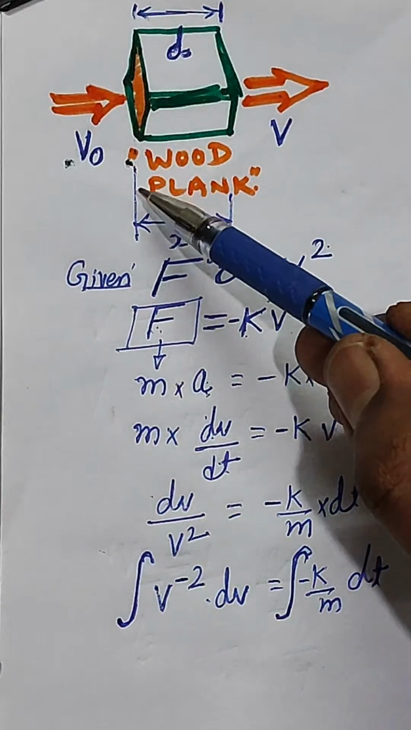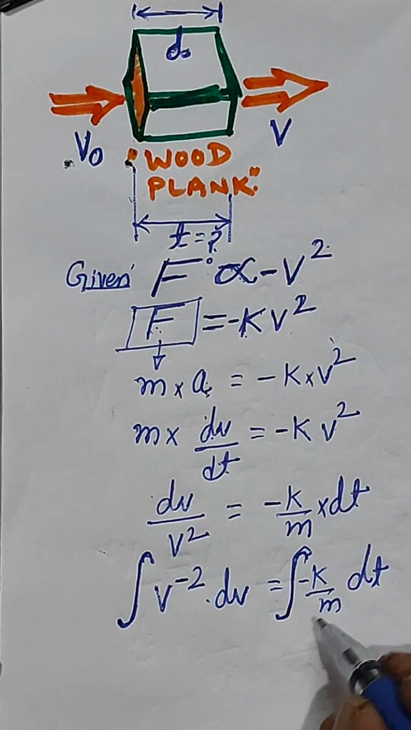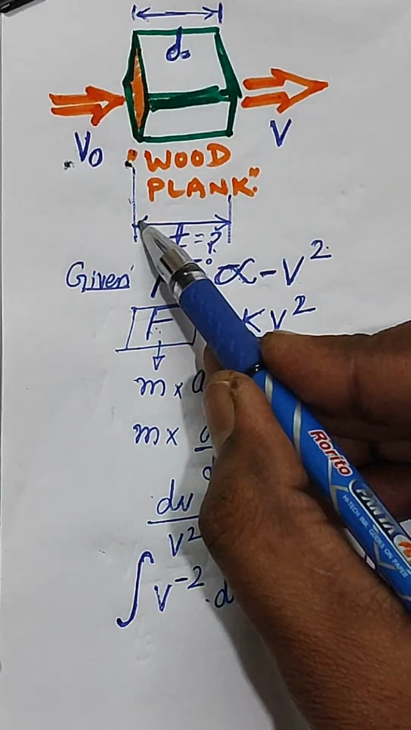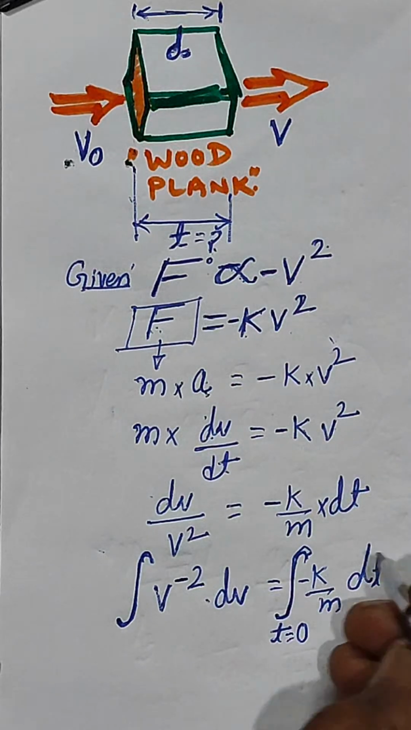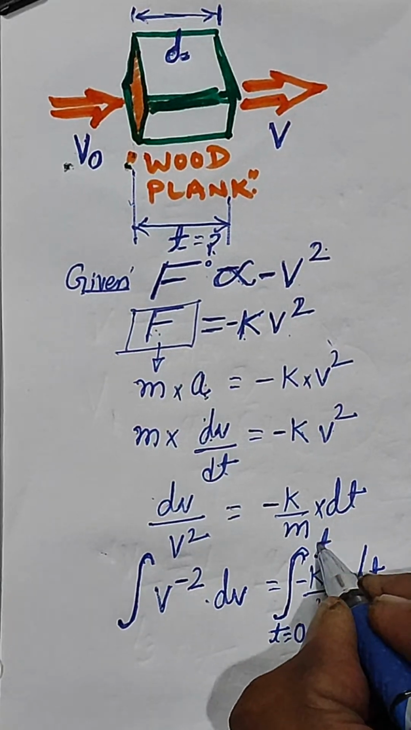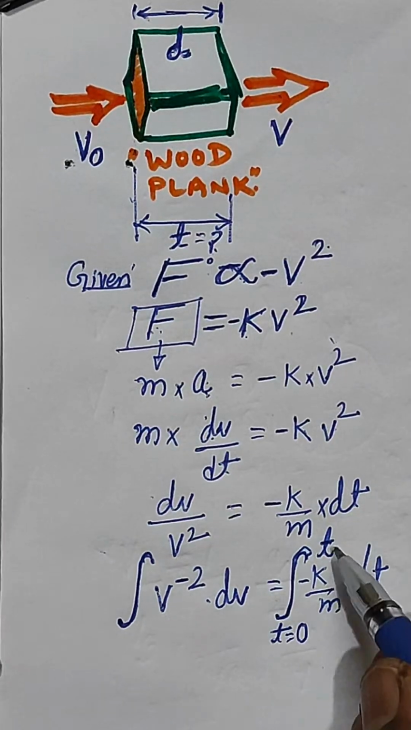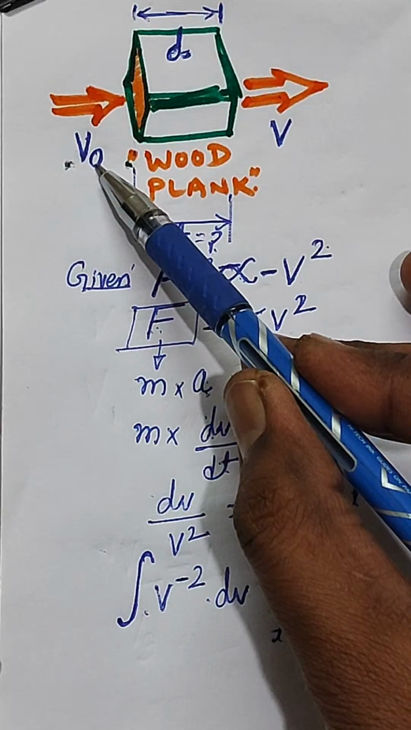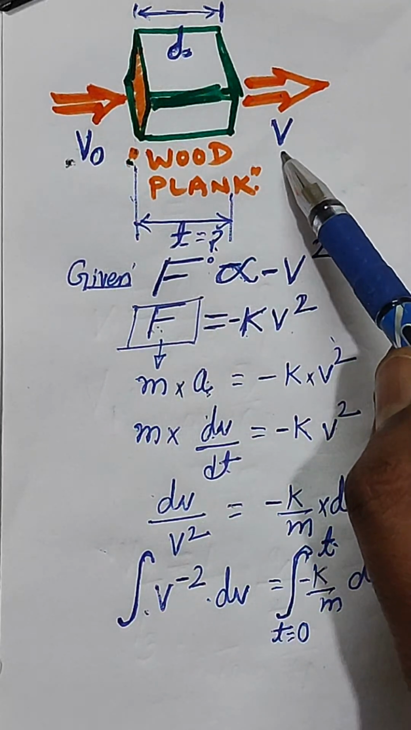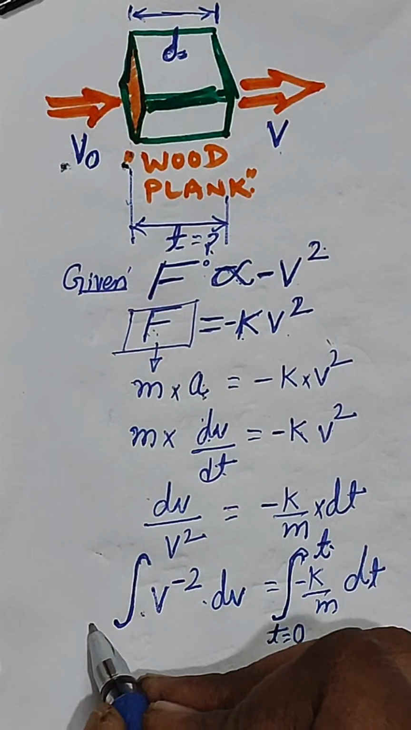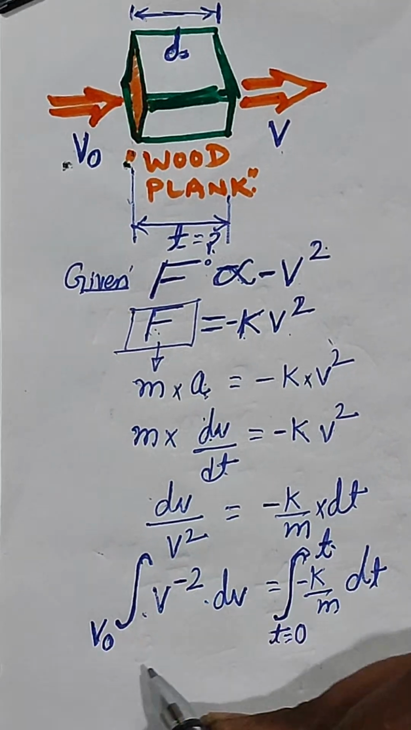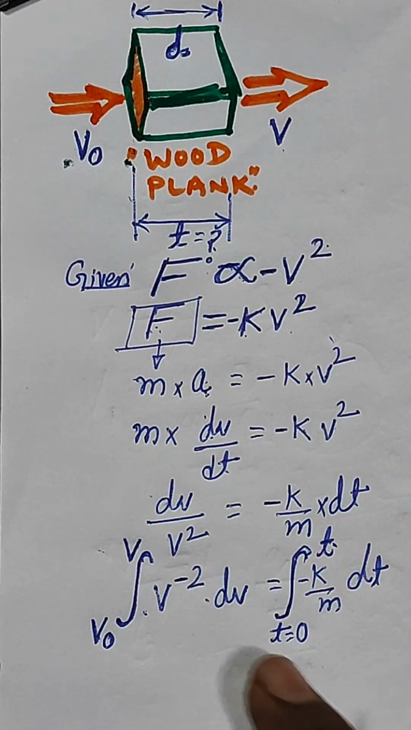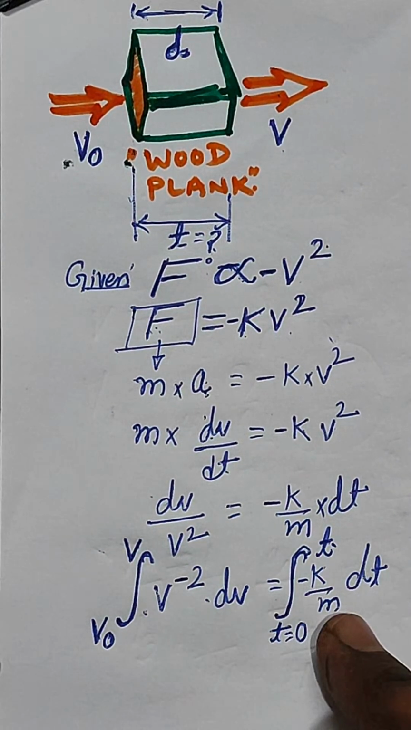Now we need to integrate the LHS and RHS and see the variation. From the starting here, t is equal to 0, so let us take t equal to 0 to t equal to t, the time taken to cross the plank, right? So here it will be from 0 to t. And the velocity varies: when the bullet enters, its velocity was v0, and when it exited it becomes v. So the lower limit will be v0 for this integration, and the upper limit will be v, right?